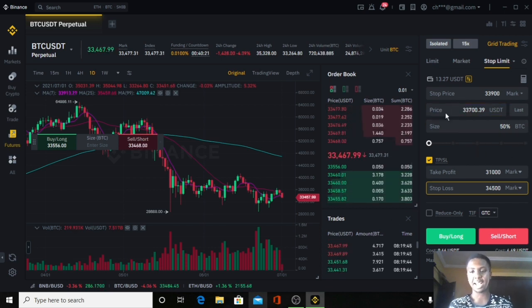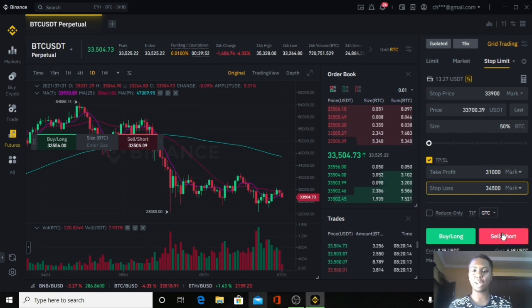A buy order means that I have to set my stop price lower than this, and my entry price higher than it. A buy long means you're planning that the price of BTC is going to go higher. But selling short means that you believe the price of BTC is going to go lower than the price it is at right now.